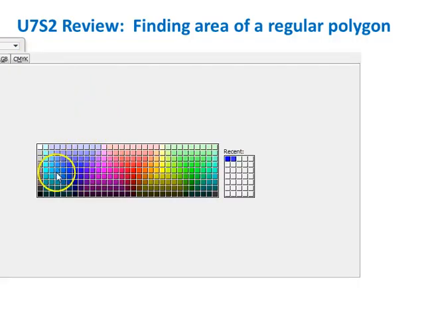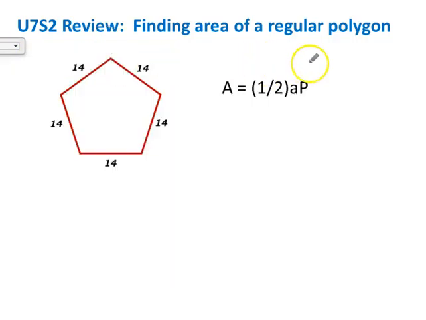Let's take a look at finding the area of regular polygons. We looked at this last week, but I just wanted to review it again. The formula for the area of a regular polygon is 1/2 a times p. Let's make sure we understand what both the variables stand for. A is for the apothem, and P is for the perimeter.